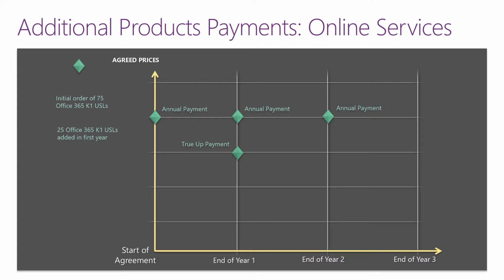If they want to add more of a product that was on the initial order, in this case another 25 Office 365 K1 USLs during the first year, then you can see that again they don't need to make a payment at the time they start using the licenses, they just true up at anniversary. But what do they pay at what price? Well, you can see that the monthly price for an Office 365 K1 USL was agreed when the enrolment was set up, and it's that price that is used for however many months the service was used.